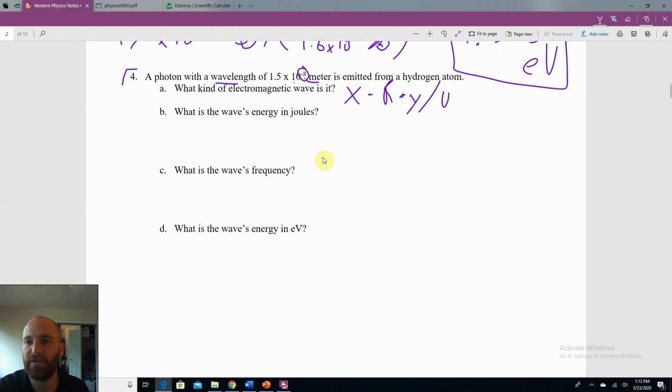X-ray / UV. If you did this on your own and you wrote either one of those two, I would take it. They're both fine answers. Alright, what's the wave's energy in joules?